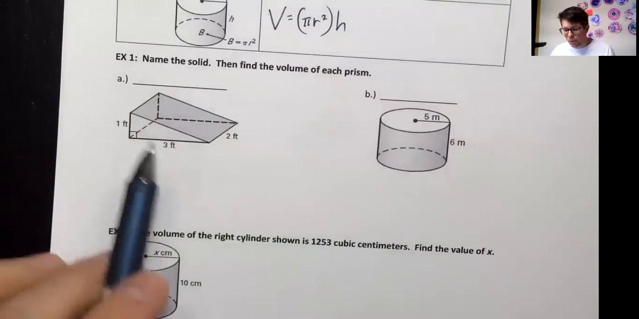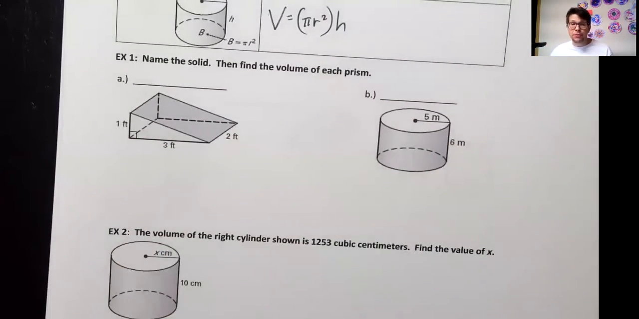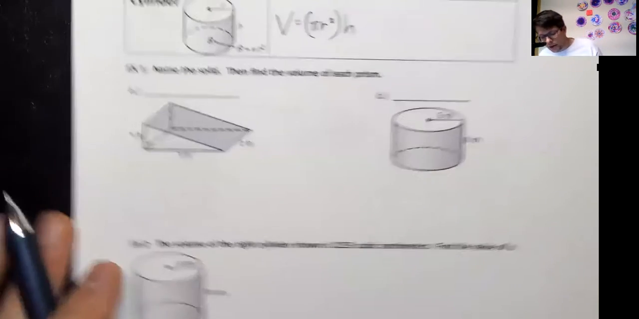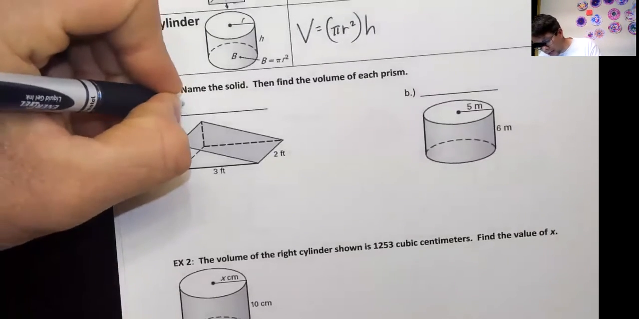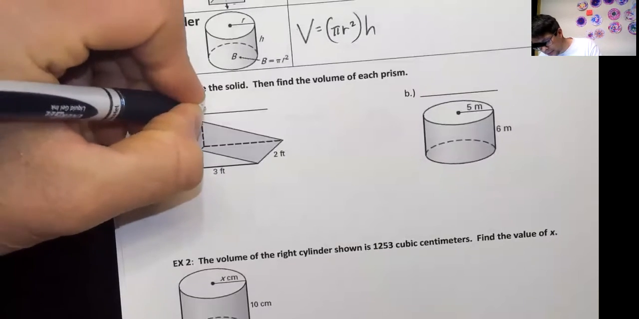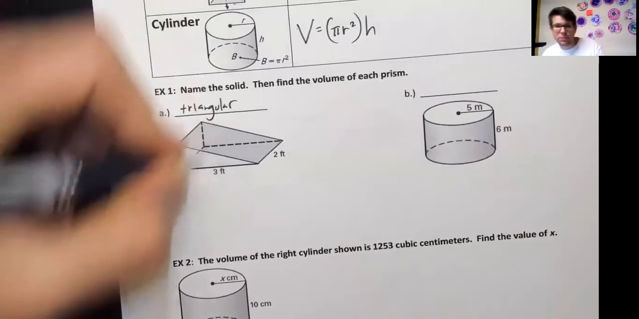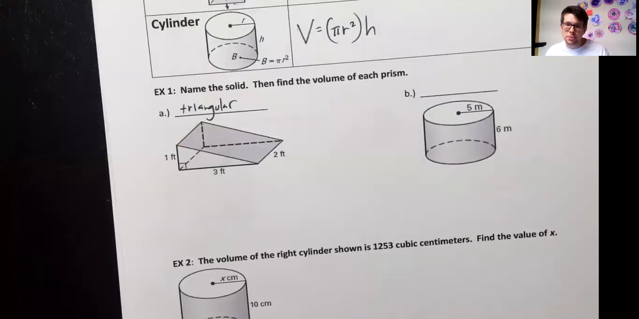Okay, so let's take a look at a couple of example problems. So our first set, what we have right here is I want you to name it first just to practice that skill and then find the volume after that. So this guy right here is going to be a triangular. It's definitely got triangles on it. And then the big question becomes, is it a pyramid or is it a prism?